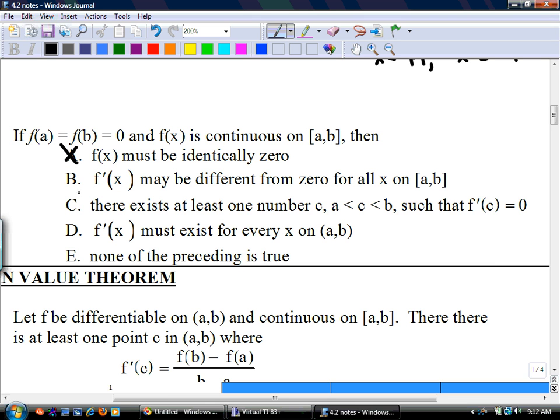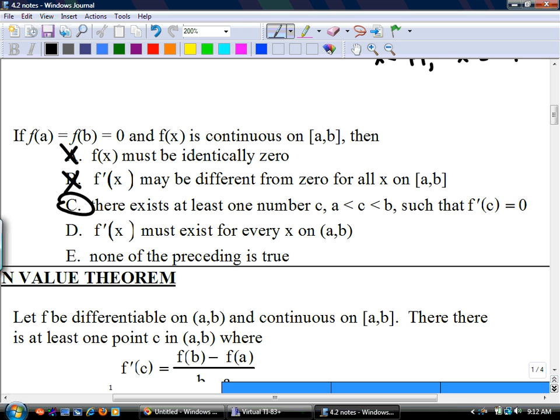There may be, the derivative might be different from 0 everywhere? No. There exists at least one number C between A and B such that the derivative equals 0? Yes, that's Rolle's theorem. And then D, I don't know why D is there, because it's almost true.